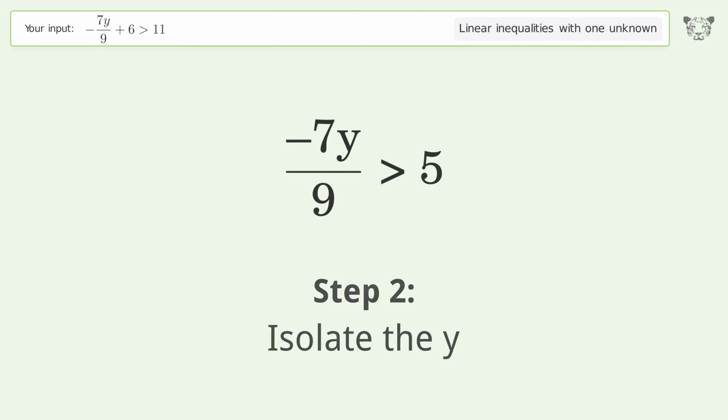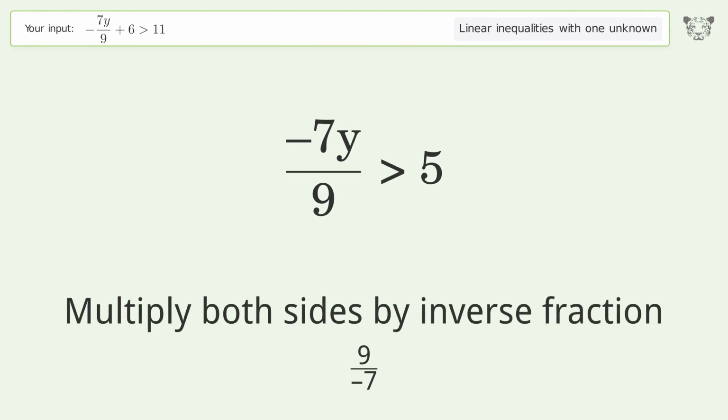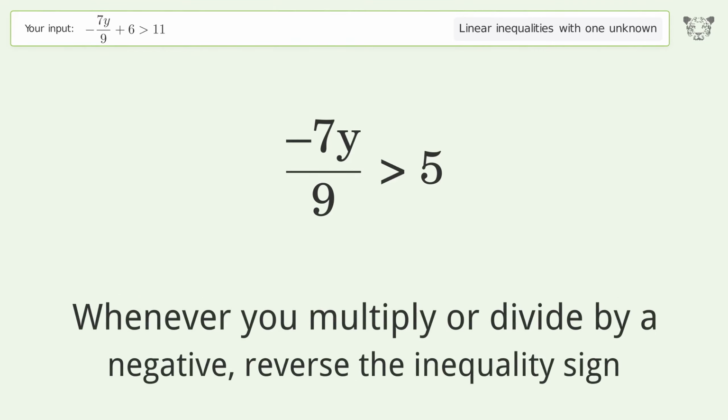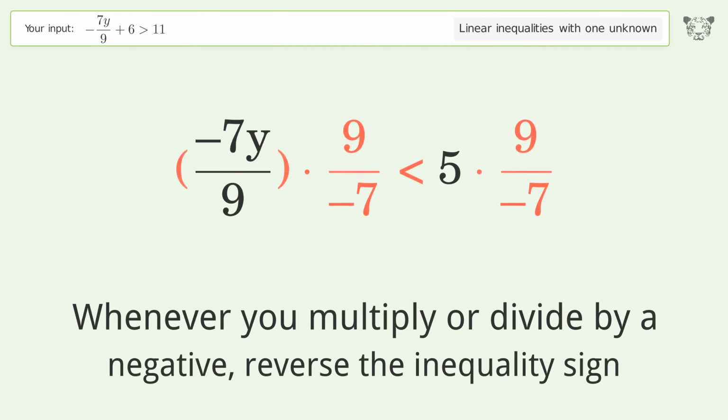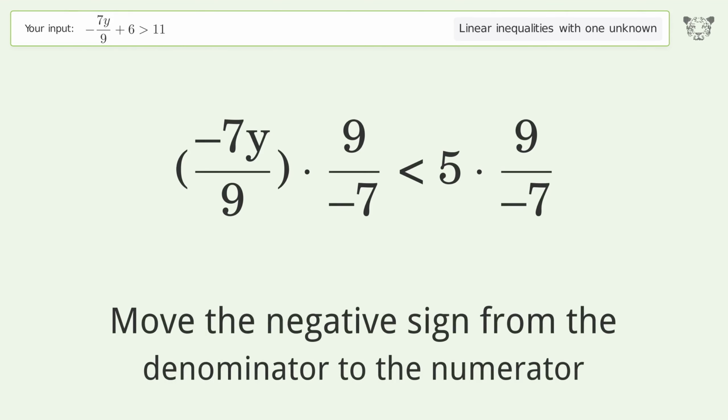Isolate the y. Multiply both sides by inverse fraction 9/-7. Whenever you multiply or divide by a negative, reverse the inequality sign. Move the negative sign from the denominator to the numerator.